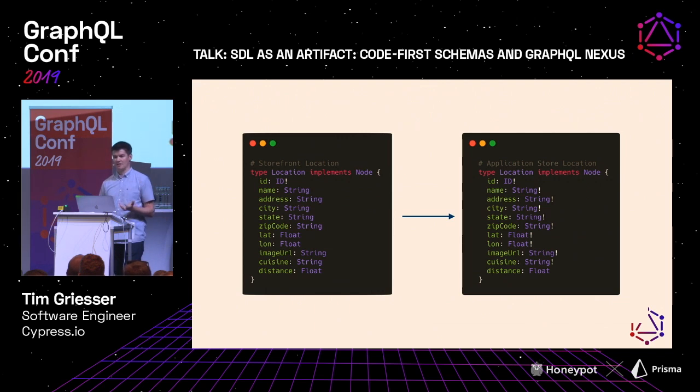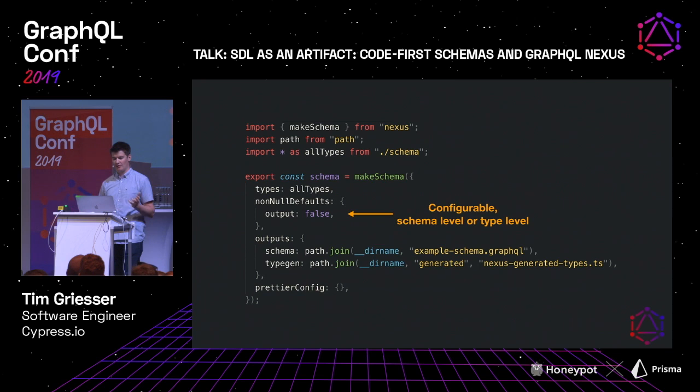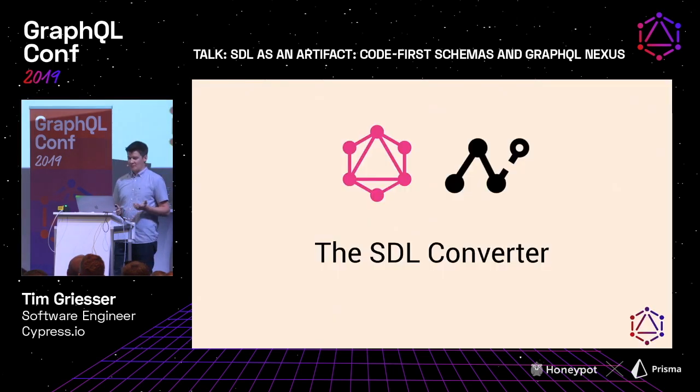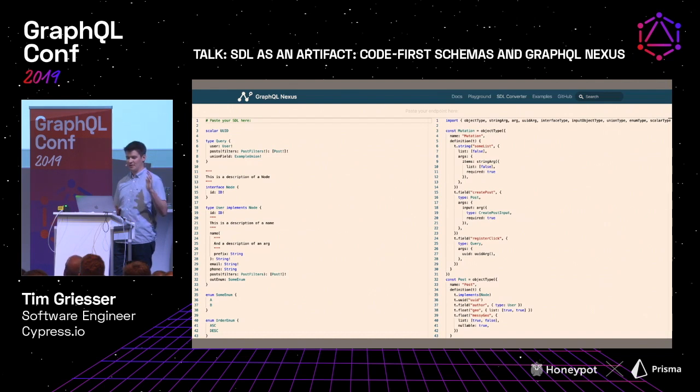So by default, Nexus has the fields be non-null, but this is configurable at either the type level or the schema level. So if you disagree with this, you can change that. Because a lot of schemas are already developed in SDL, I built a little converter to see what it would look like if you took your schema and pasted it in on the left and see what the equivalent would be in Nexus on the right. So give that a shot if you're interested in any of this.